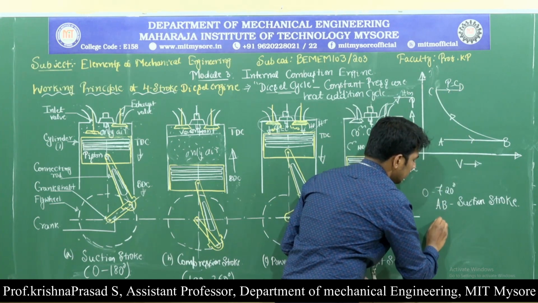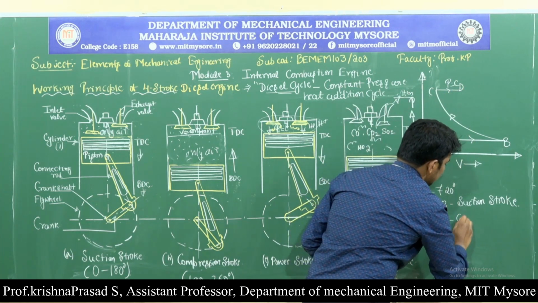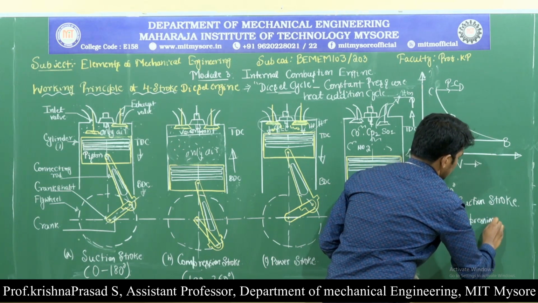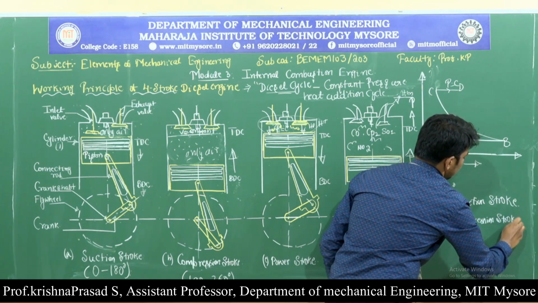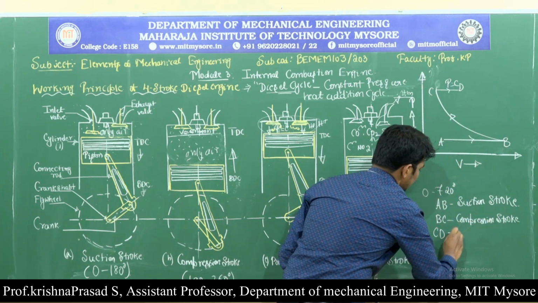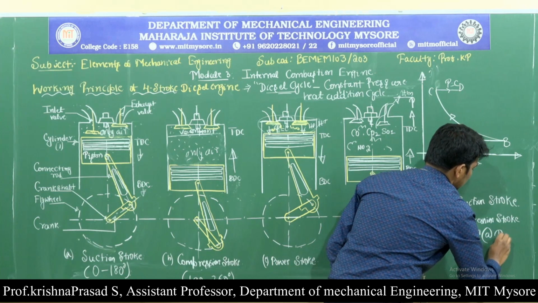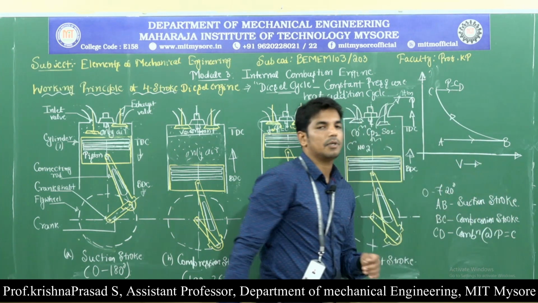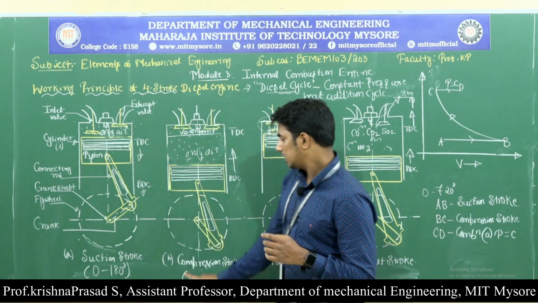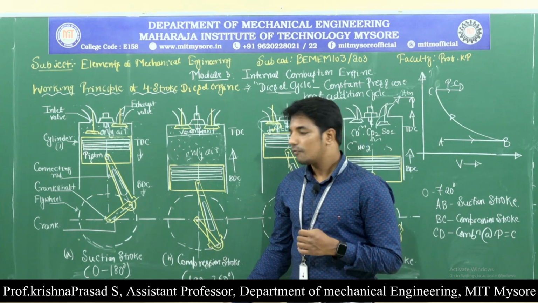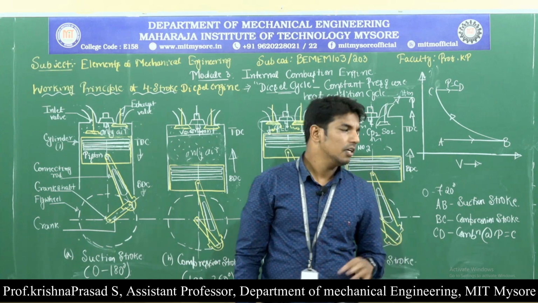I repeat, here line BC represents the compression stroke, and line CD represents combustion at constant pressure. So this is regarding the compression stroke, and during the compression stroke the crankshaft rotates 180 to 360 degrees.